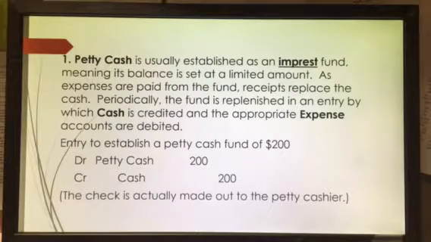But the fact that it's called an imprest fund means that a balance is set at a limited amount that's been pre-authorized. As expenses are paid from the fund, receipts replace the cash. Periodically, the fund is replenished in an entry by which cash is credited and the appropriate expense accounts are debited.